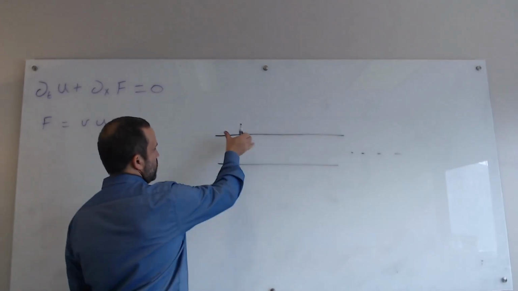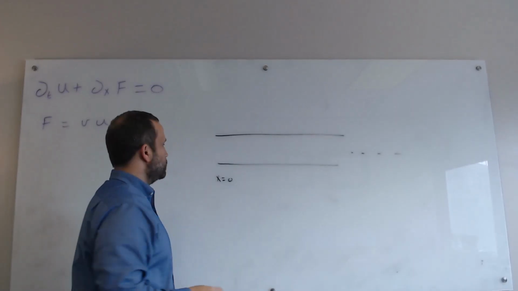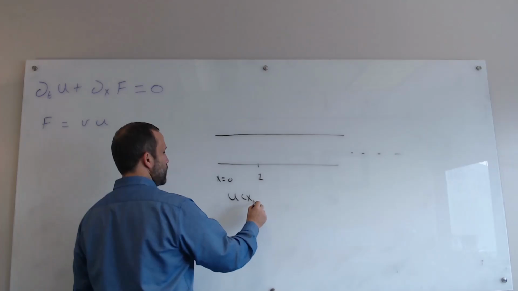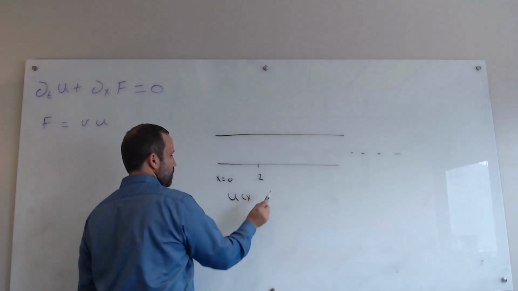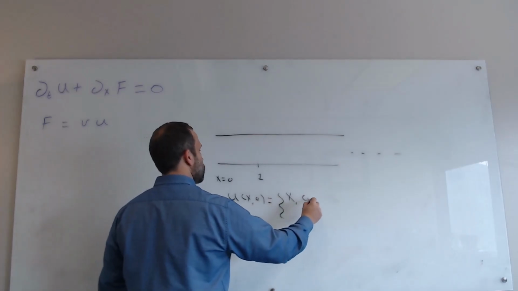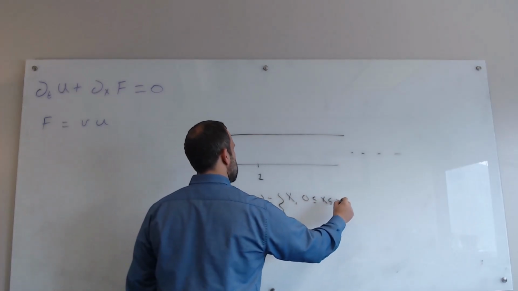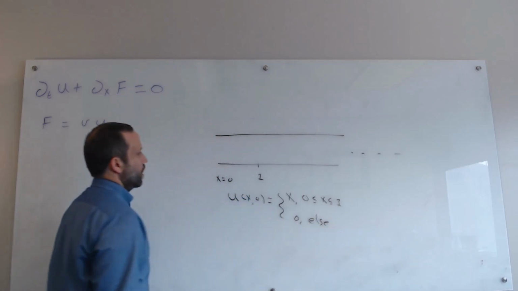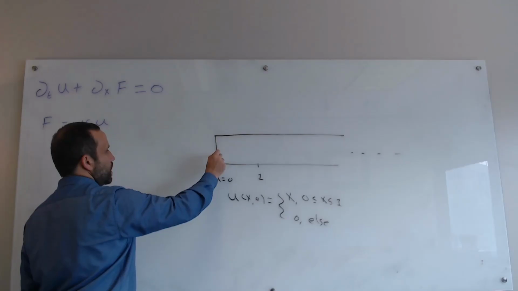And we start with an initial distribution of wood chips, let's say going from location 0 to location 1. And the arrangement is going to be u of x, 0 is equal to x for 0 less than or equal to x less than or equal to 1, and it's going to be 0 everywhere else. And we sort of have the beginning of the stream here.